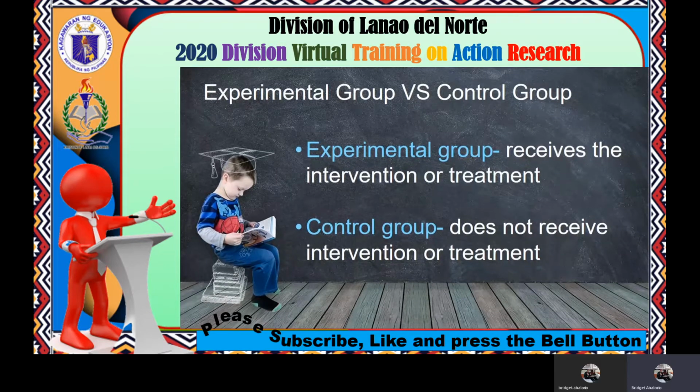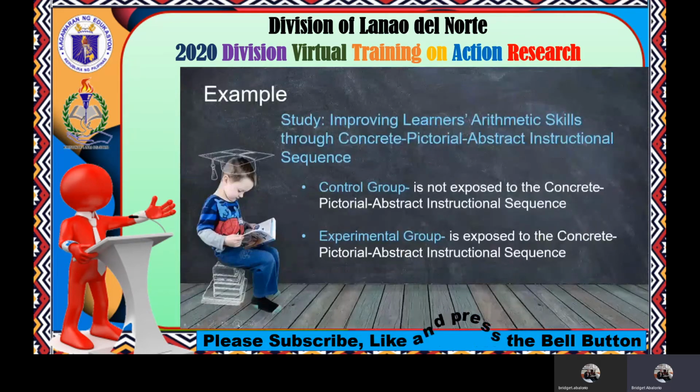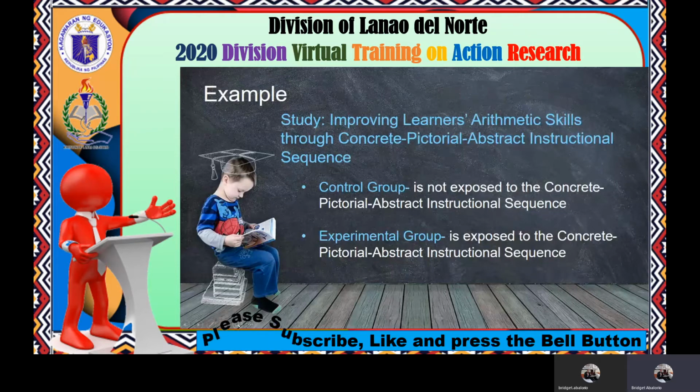For example, in the study, Improving Learners' Arithmetic Skills Through Concrete Pictorial Abstract Instructional Sequence, the control group here is not exposed to the concrete pictorial abstract instructional sequence. Therefore, the learners under the control group are not exposed to the intervention. Next is the experimental group, which is exposed to the concrete pictorial abstract instructional sequence. Therefore, the learners under the experimental group receive the intervention or the treatment.